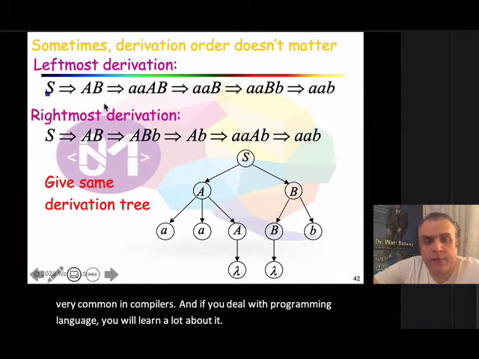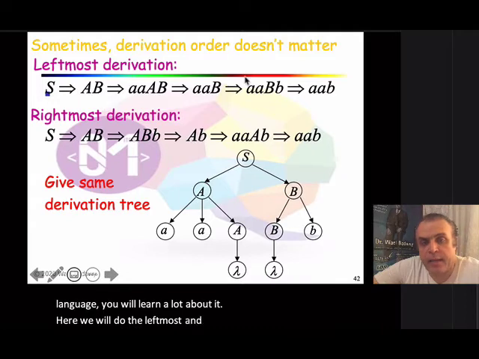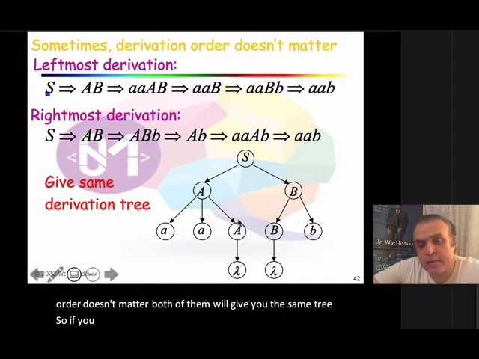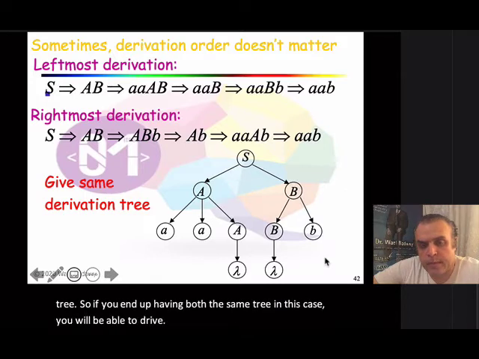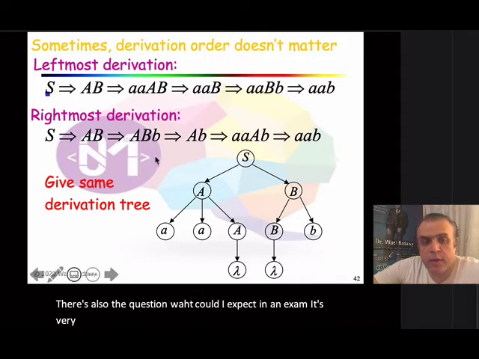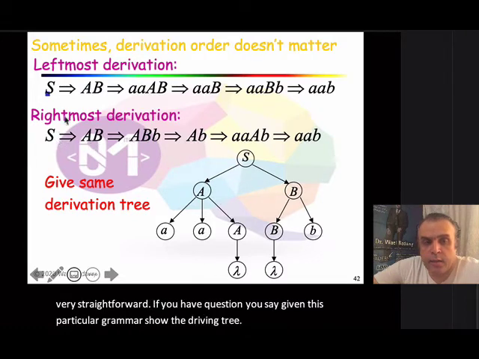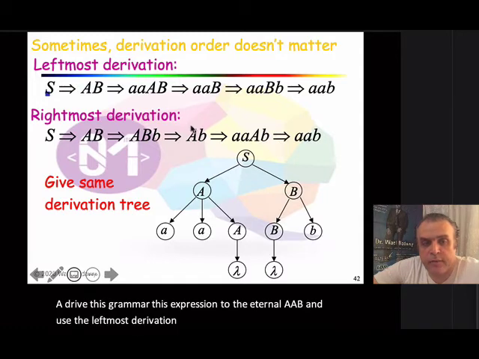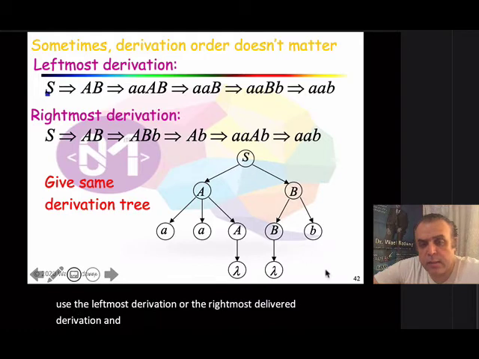Here we will do the leftmost and the rightmost, and if the order doesn't matter, both of them will give you the same tree. So if you end up having both the same tree, in this case you will be able to derive the symbol using the tree. Now there's always a question, what could I expect in an exam? It's very straightforward. If you have a question, it will say, given this particular grammar, show the derivation tree. Derive this expression to the terminal, and use the leftmost derivation or the rightmost derivation, and then validate the entries with a tree.